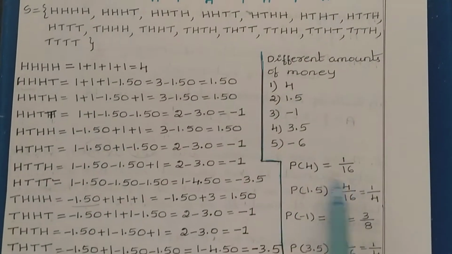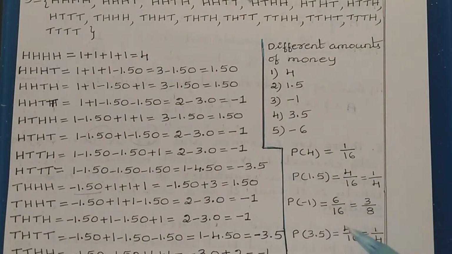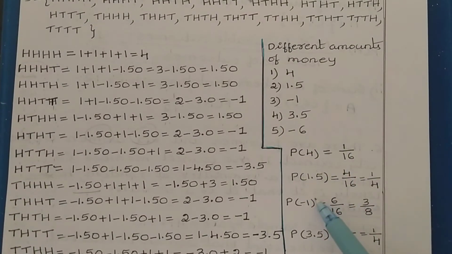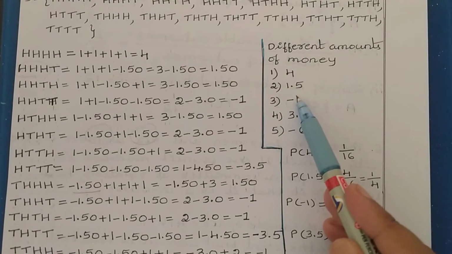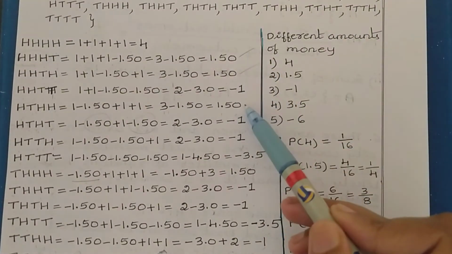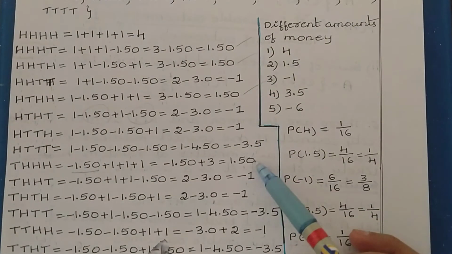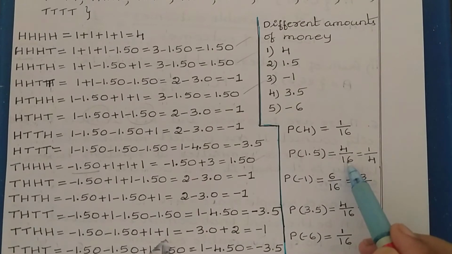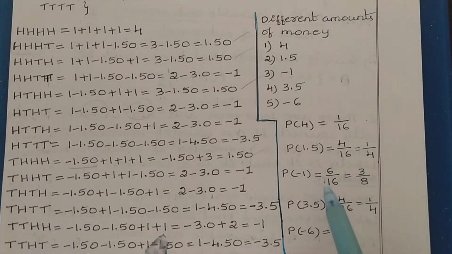So 1 divided by totally we have 16 outcomes. So the probability of getting 4 is 1 by 16. Next, probability of 1.5. See, 1.5: here we got once, twice, then again 3 times, 4 times. So 1.5 we got 4 times. So 4 divided by 16. That means the probability of getting 1.5 is 1 by 4.